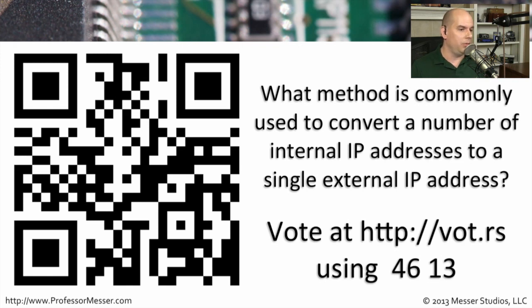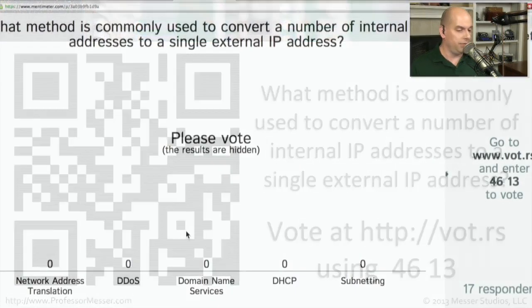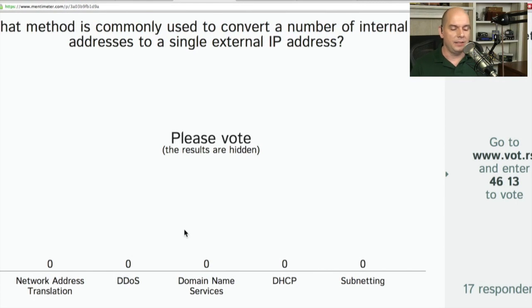And I'm going to hopefully start up the right one here. Your options are network address translation. Another option is distributed denial of service. Another option is domain name services, DHCP, and subnetting. So what method is commonly used to convert a number of internal IP addresses to a single external IP address? This is also a process that happens a lot in your house. If you got a router that's connecting you to a cable modem, to a DSL line, this is also happening somewhere along those as well.